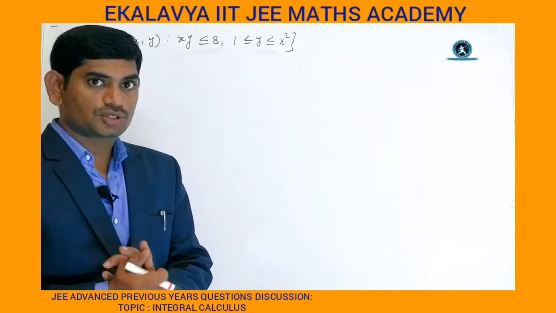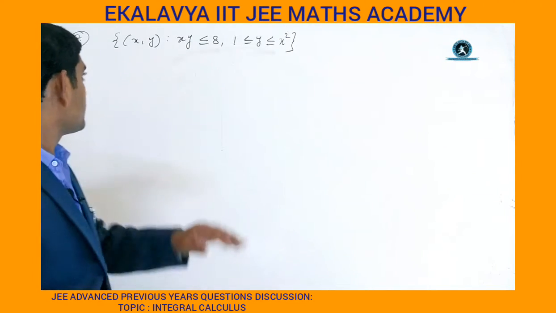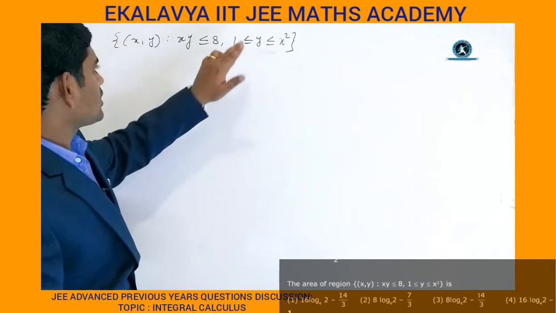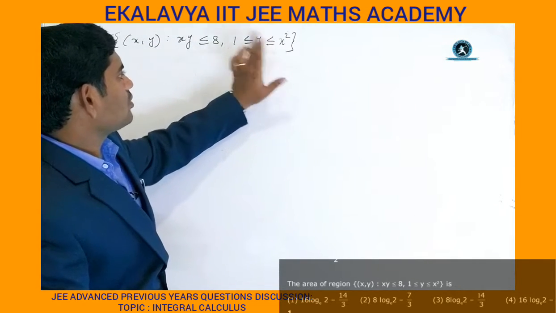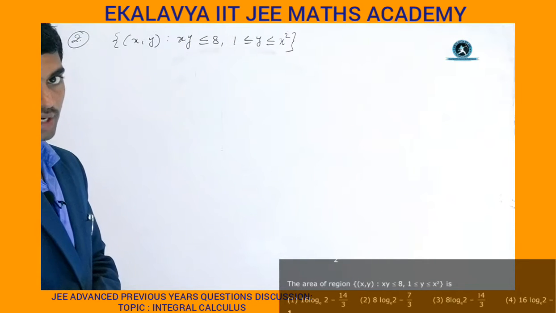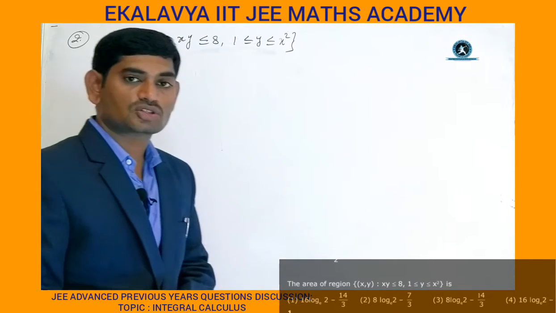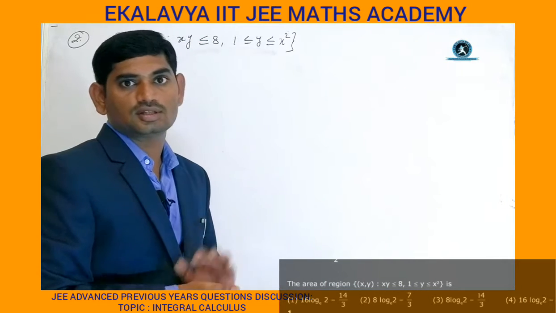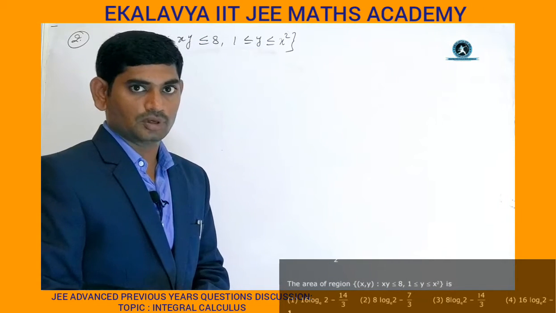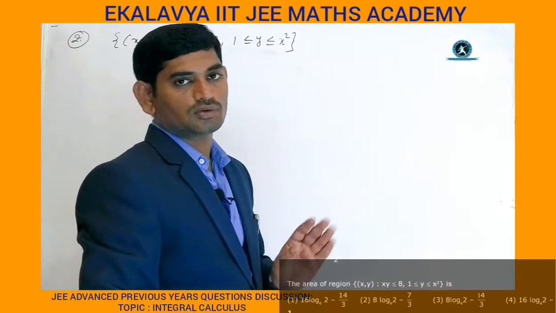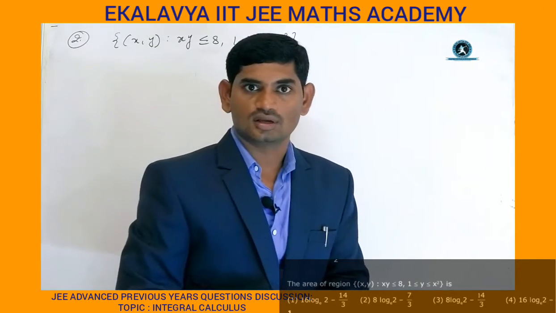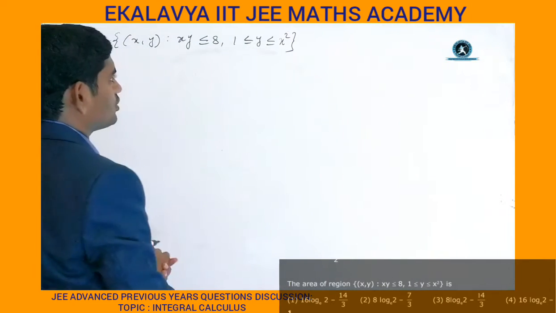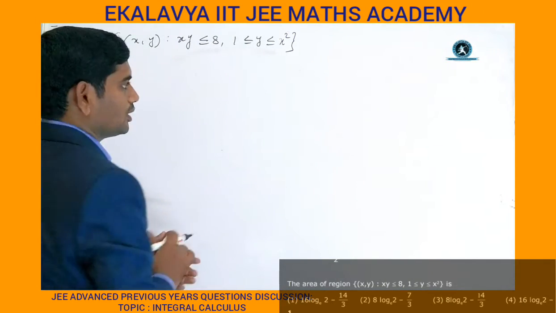So the next question is: the area of the region (x, y) such that xy is less than or equal to 8, and 1 is less than or equal to y less than or equal to x square. This question was asked in JEE Advanced 2019, and it is a single correct answer type question. Single correct answer type means out of 4 options only one option is correct. See how we can solve this one now. I am going to solve this by using the graphical method.